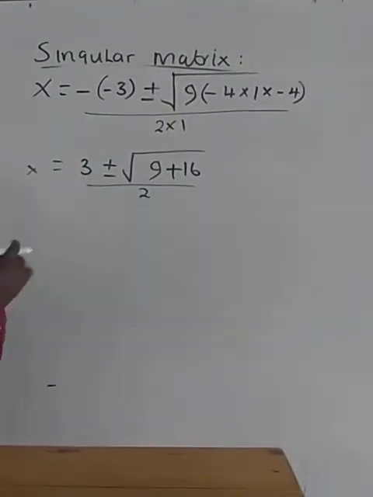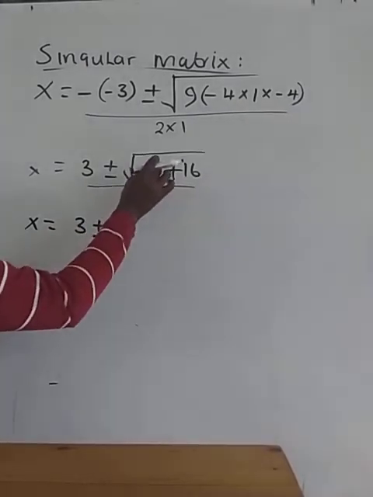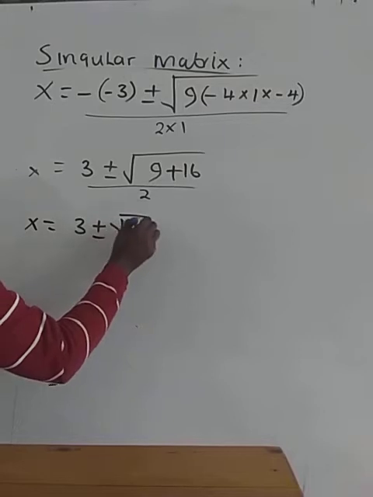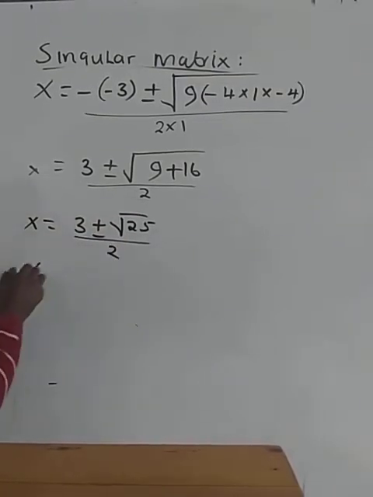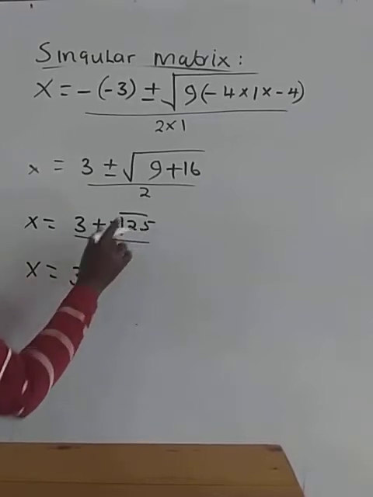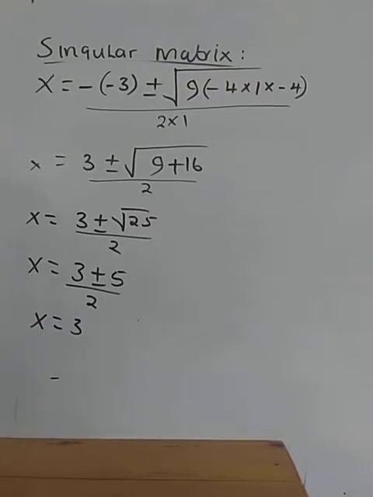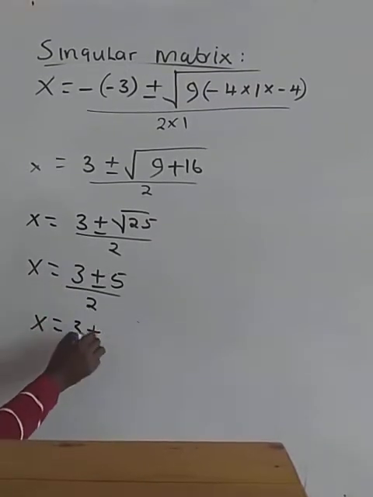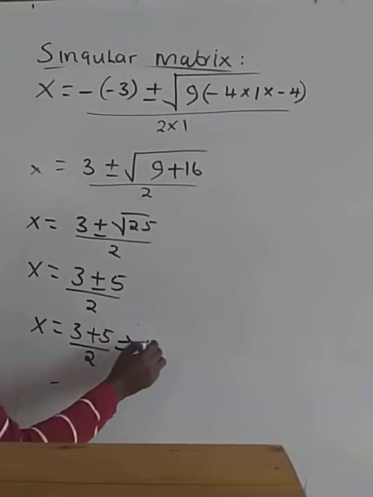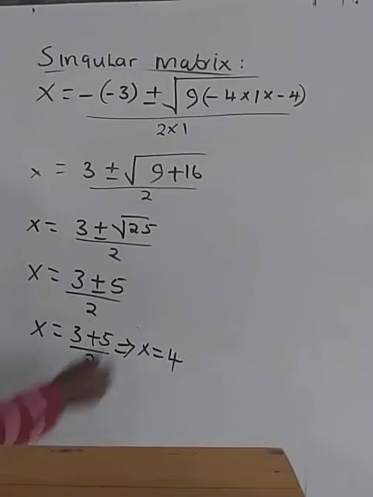Then from there, x equals 3 plus or minus the square root of 25, over 2. x equals 3 plus or minus the square root of 25, which is 5, over 2. We start with the positive: x equals 3 plus 5 over 2. This will give us x as 8 over 2, which is 4.